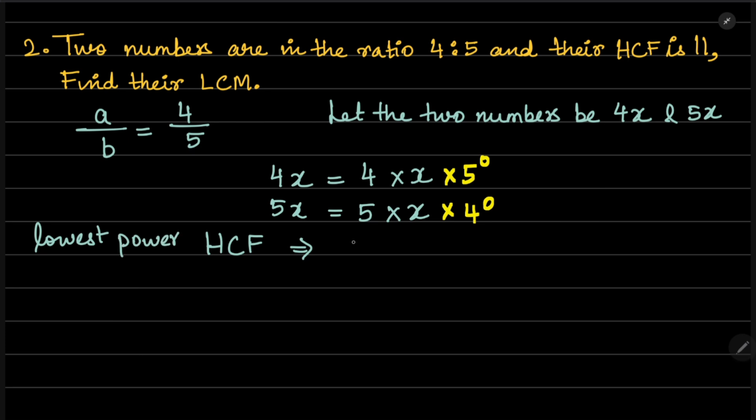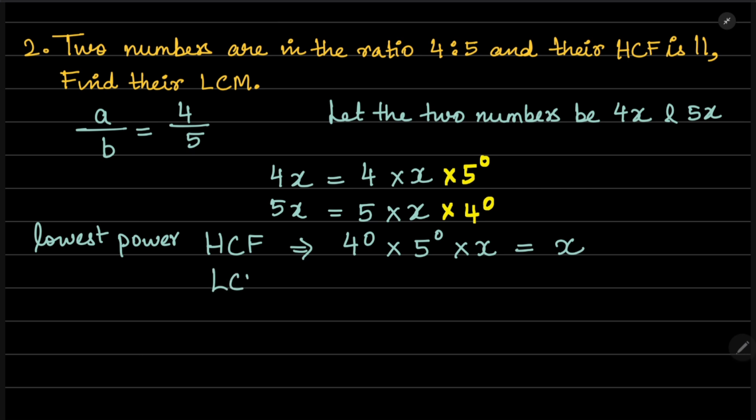So for 4, what is the lowest power? Here it is 4 to the power 1, and here it is 4 to the power 0. So I'm going to take 4 to the power 0. For 5, 5 to the power 0. And for x, it is just x. So any number to the power 0 is 1. So the answer is x.